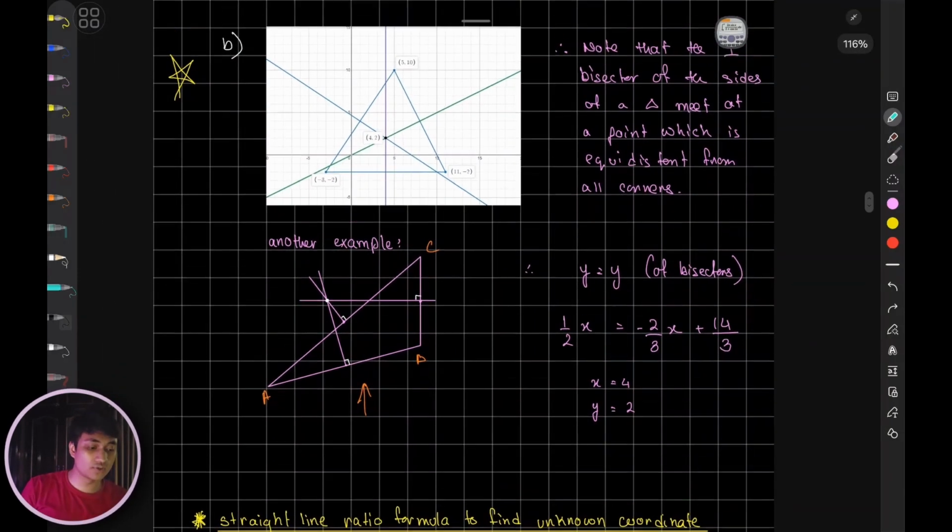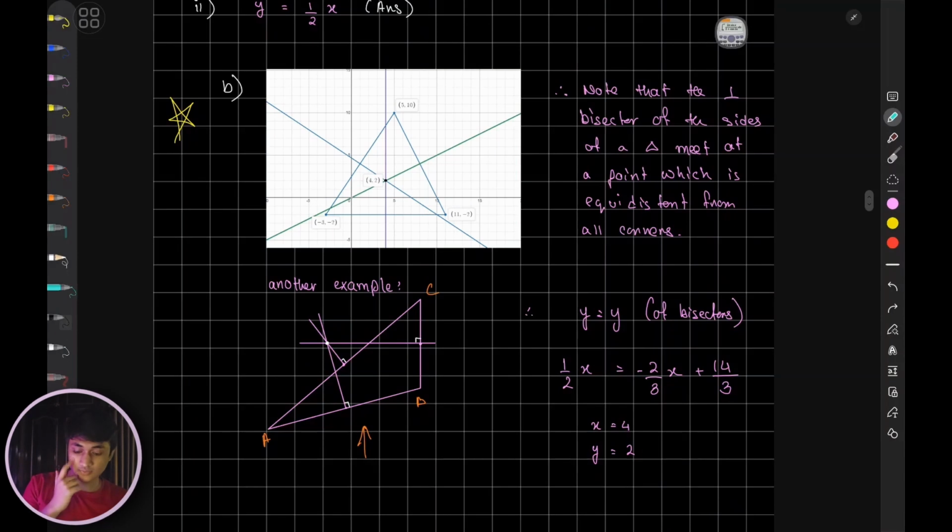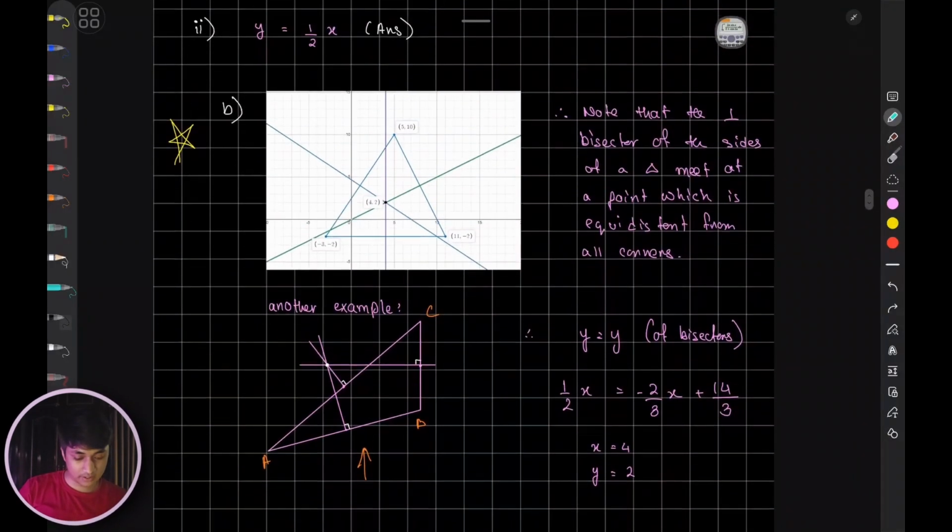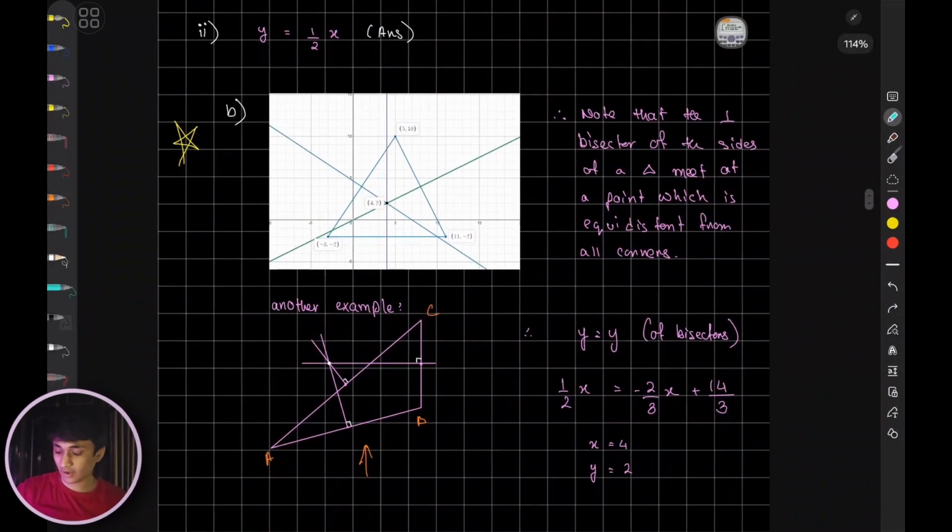So that is the trick over here, right? That is the only bit of trick over here. You have to find all the perpendicular bisectors of all the sides and then equate all of those together. And only then are you going to find the coordinate.